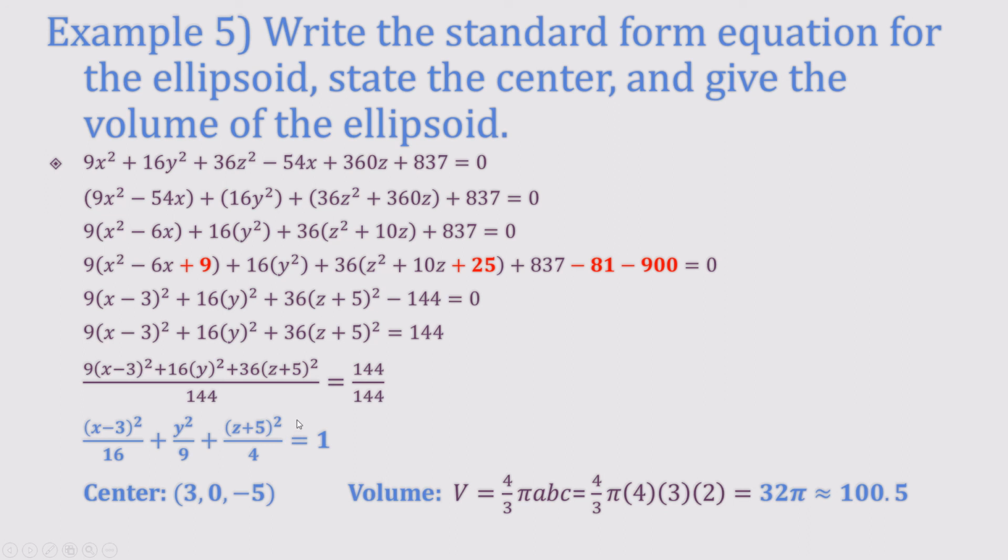Our volume, using our formula, 4/3 pi times a times b times c. Well, we know a squared is 16, so a is 4. B squared is 9, so b is 3. If c squared is 4, then c is 2. And if we multiply 4/3 times pi times 4 times 3 times 2, we get 32 pi, or that's about 100.5.